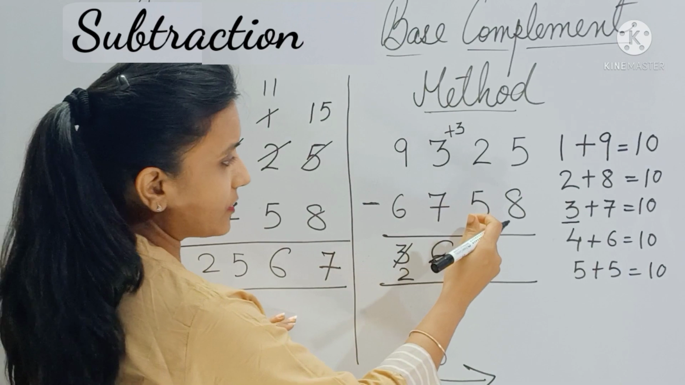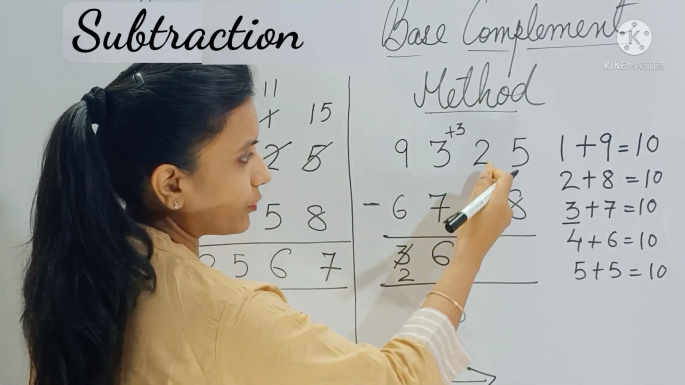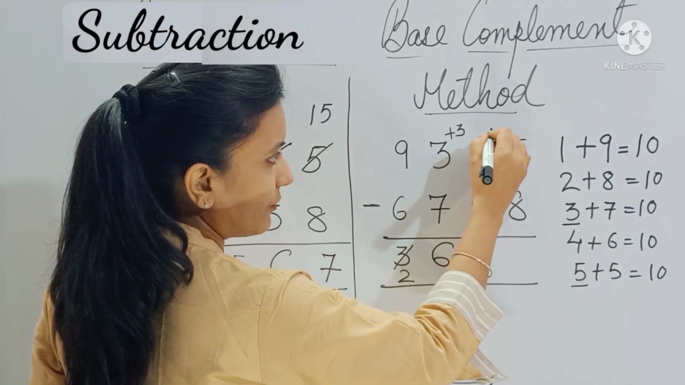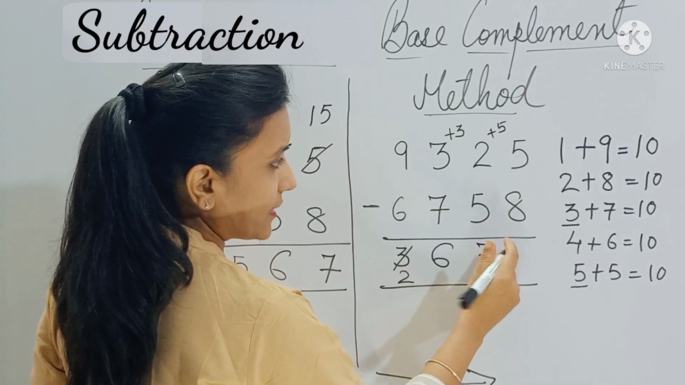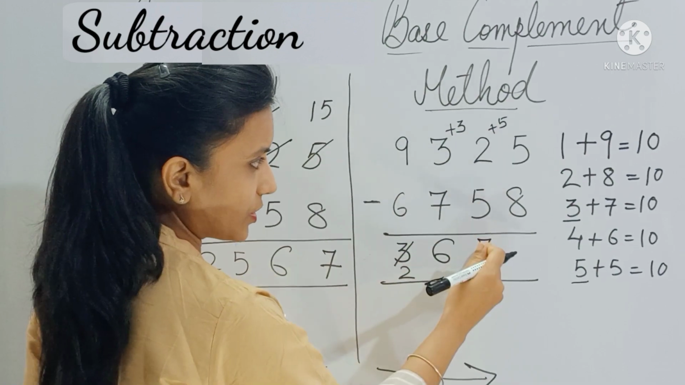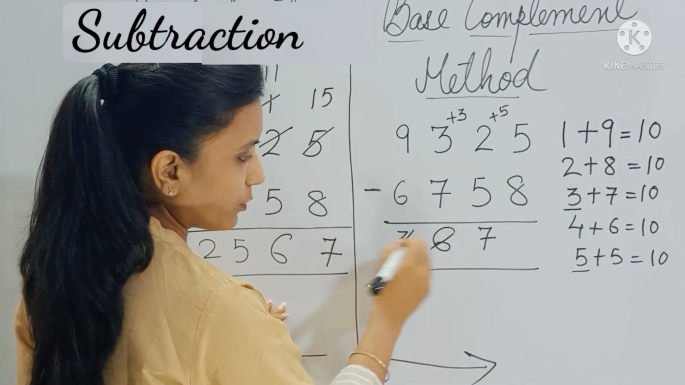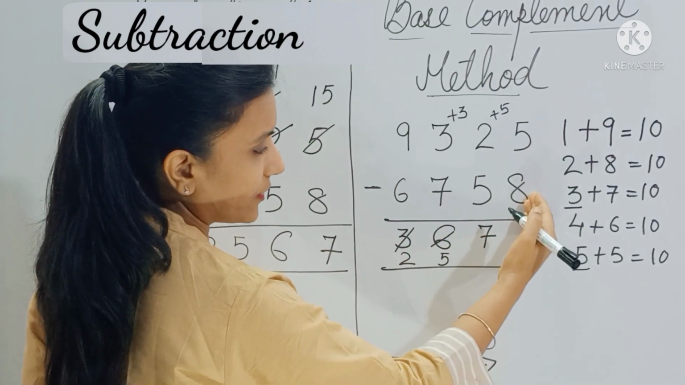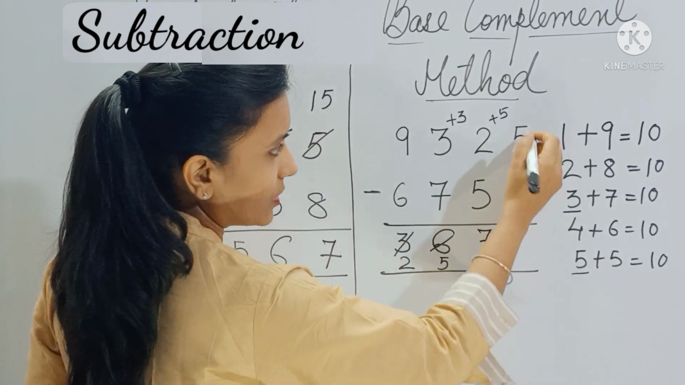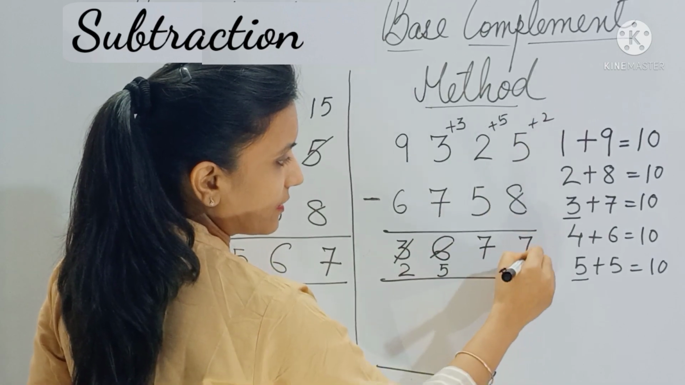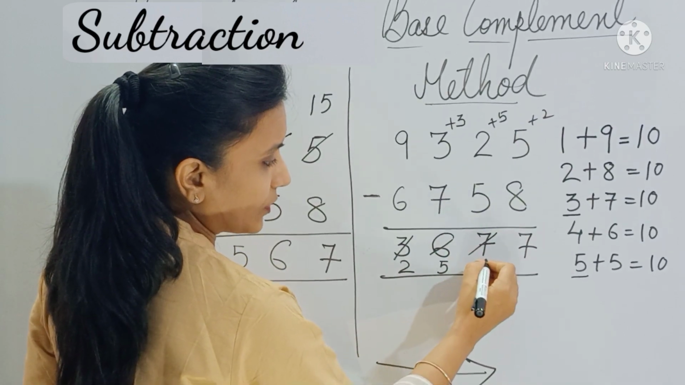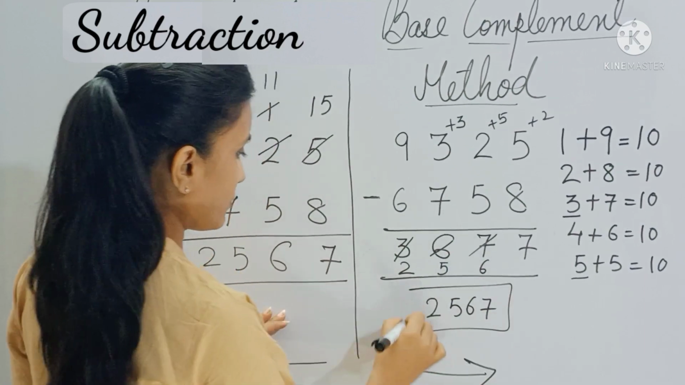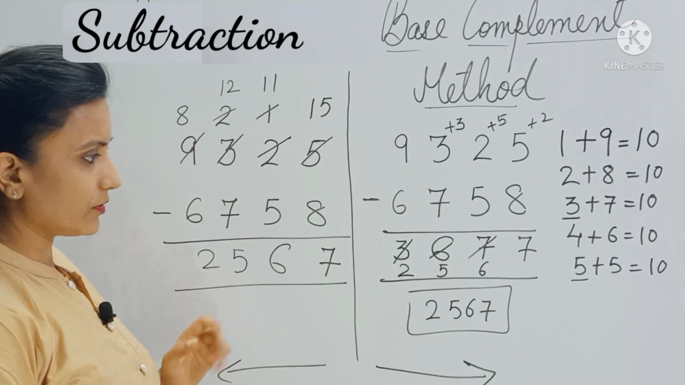Okay, now again go ahead. Here again we can't subtract 5 from 2. So the complement of 5 is how much? 5. So add 5 here, you get 7. And since I have added the complement here, you have to reduce this by 1. So you get 5 here. And again here we can't subtract, right? So the complement of 8 is 2. So add 2 here and you get 7, and reduce this by 1. So you get 6. So 2567 is your answer. You can check both the answers are the same, right?